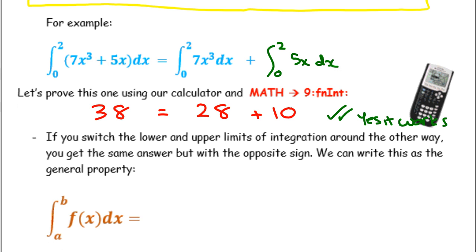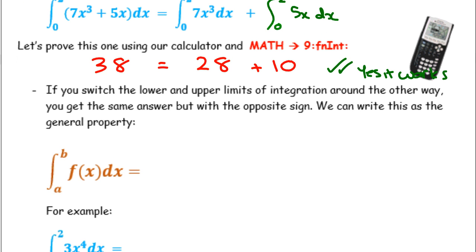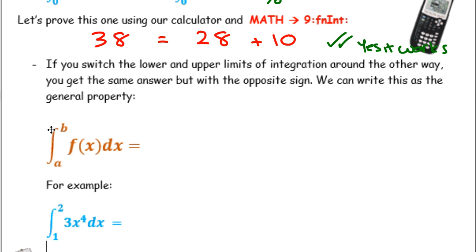Here's another new property. Pretty crackers. If you switch the lower and upper limits of integration around the other way, we write this as a general property. So if you switch around A and B, what do you think?